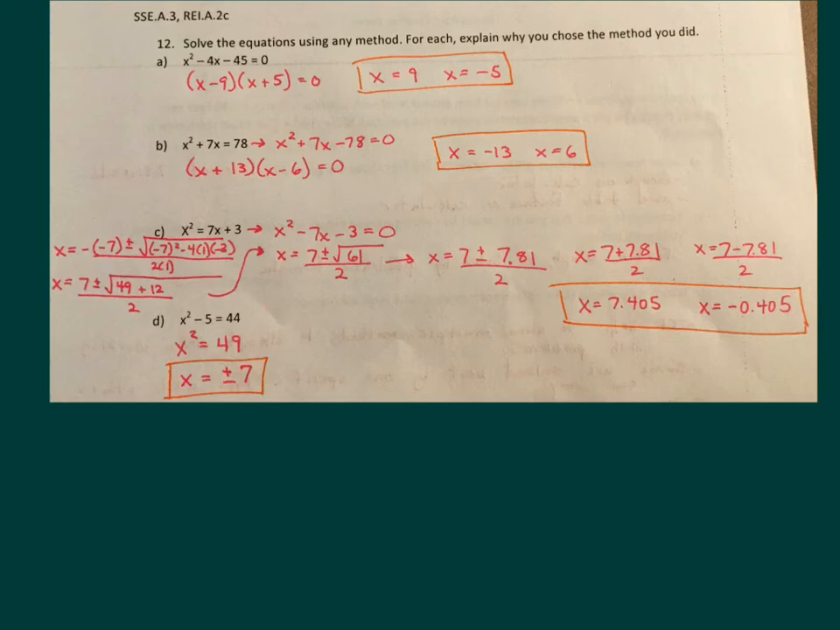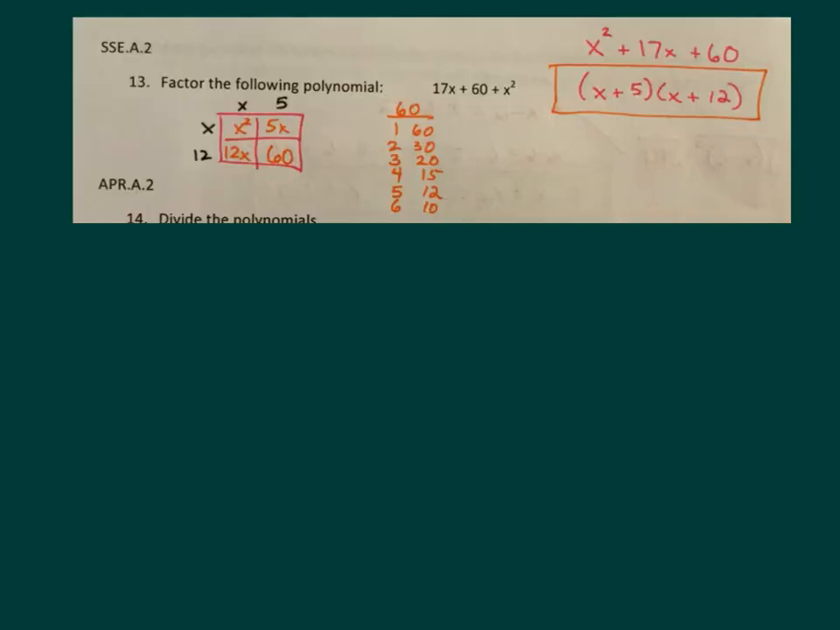And then D goes with x squared minus 5 equals 44. I went ahead, I added 5 to both sides, and I got x squared equals 49. And then I didn't show it, but I square rooted both sides, and I got x equals plus or minus 7. So I chose the square root method because it was an easy square root problem. It was very clean.